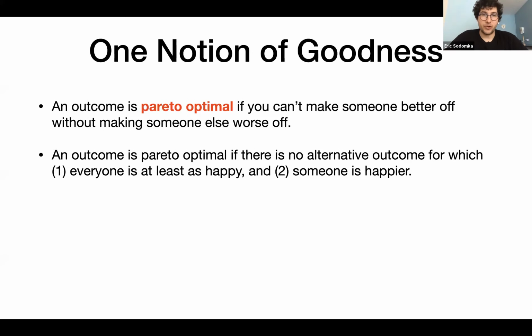Okay, so another way of saying this: an outcome is Pareto optimal if there is no alternative outcome, some different assignment of books to people, where everybody's at least as happy as they were before, and someone is even happier than they were before. If this cannot possibly happen, you have this allocation of books to people that is in some sense locally optimal, where you can't make someone better off without making someone else worse off. That's what Pareto optimal is.